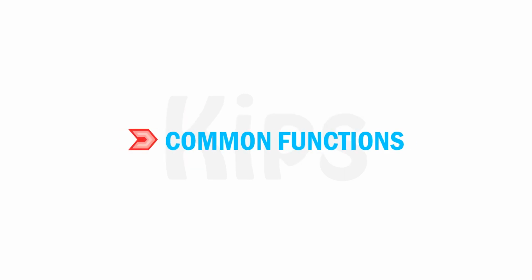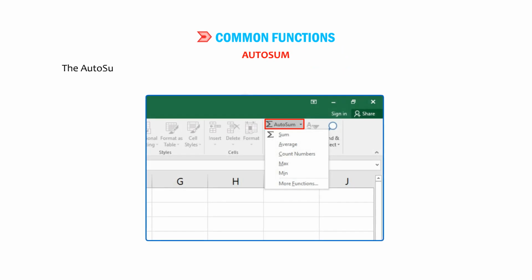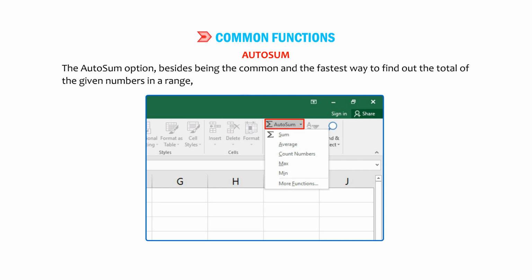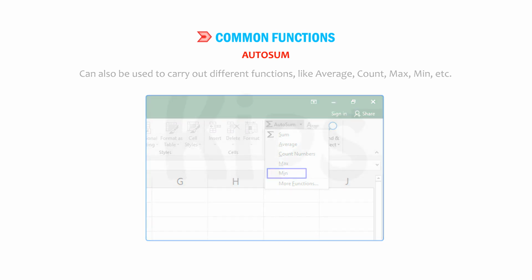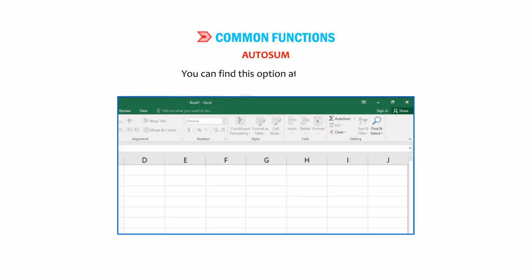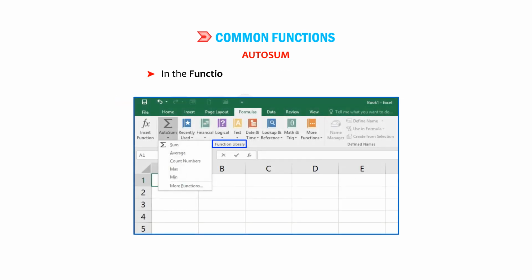Now we shall talk about the common functions. AutoSum. The AutoSum option, besides being the common and the fastest way to find out the total of the given numbers in a range, can also be used to carry out different functions like average, count, maximum, minimum, etc. You can find this option at two places: in the Editing group on the Home tab, and in the Function Library group on the Formulas tab.